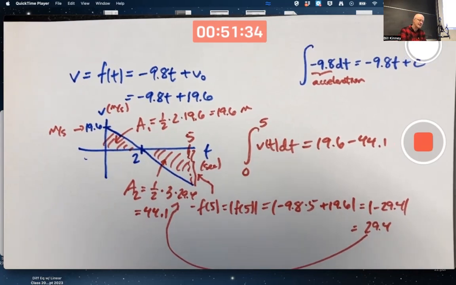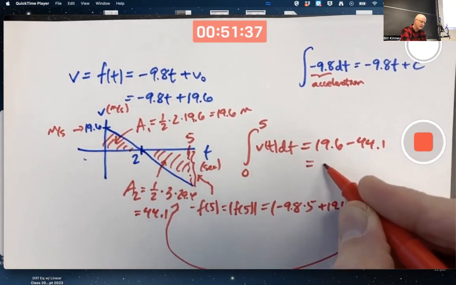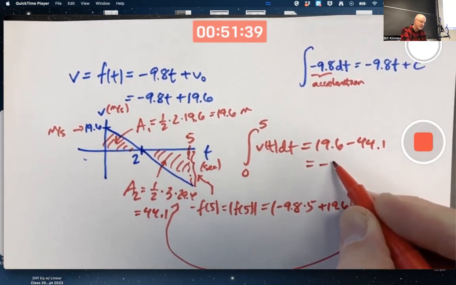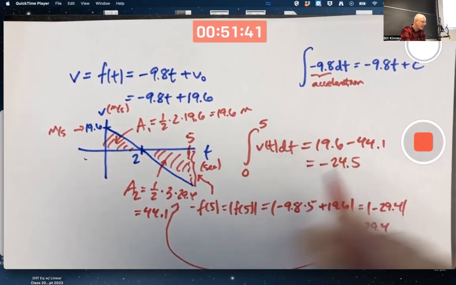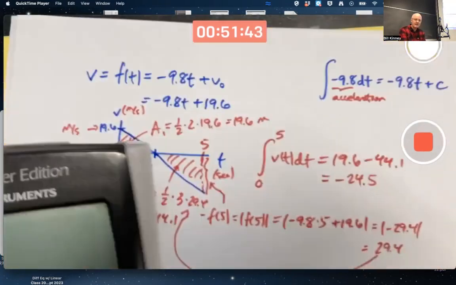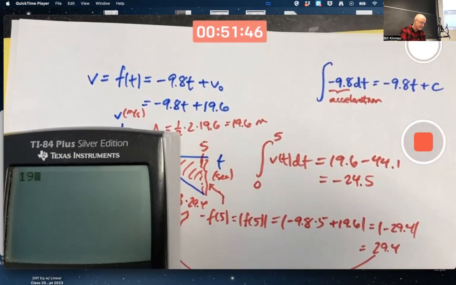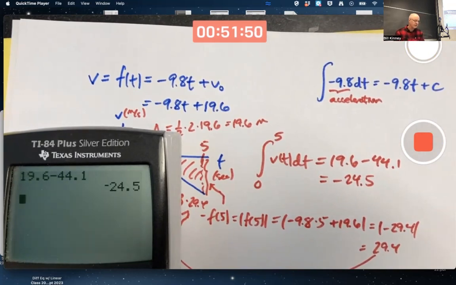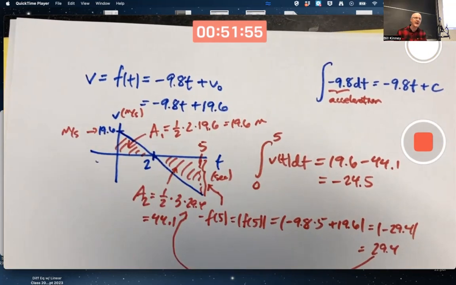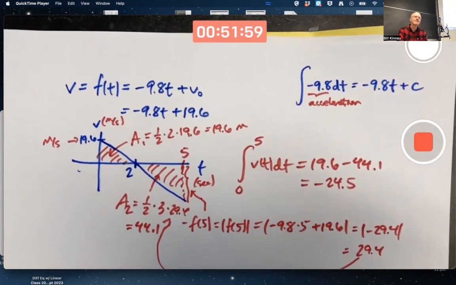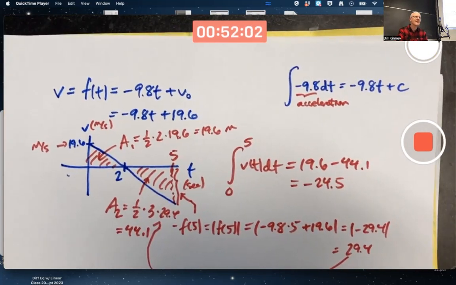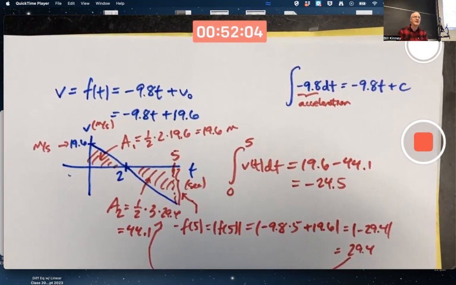What's 19.6 minus 44.1? What, negative 24.5? Is that right? My arithmetic's okay, but I still feel like sometimes I might make mistakes, so I like to double check. Okay, yeah, negative 24.5. That seems to be the value of the integral if I've not made a mistake. What does it represent? Anybody want to say a one-word answer or maybe a three-word answer for what it represents?